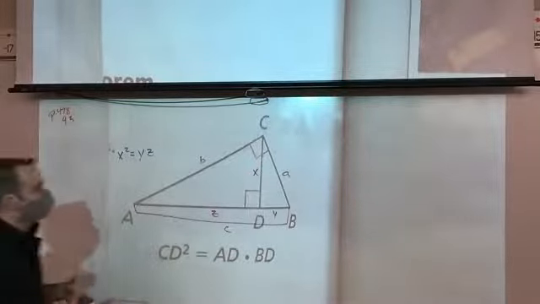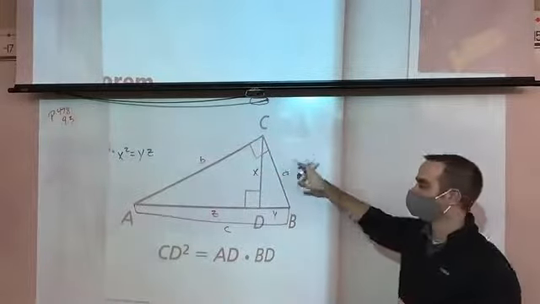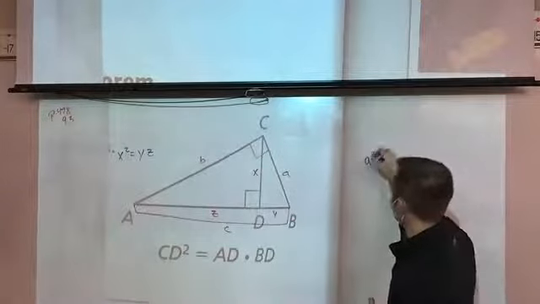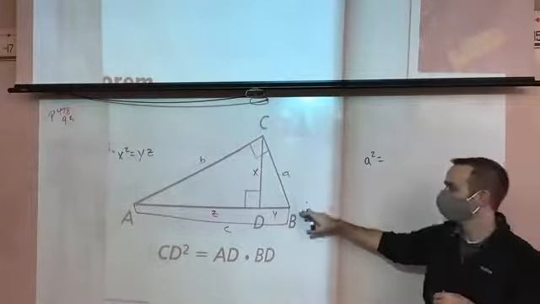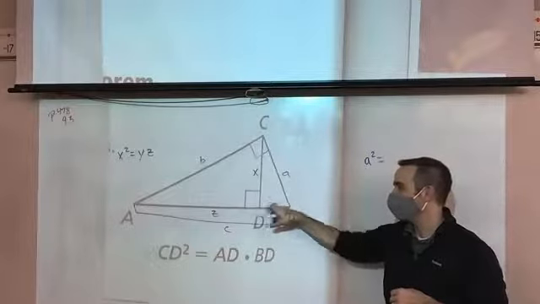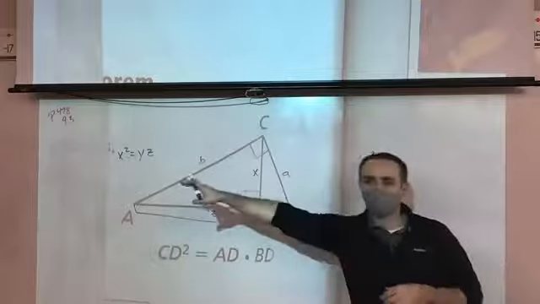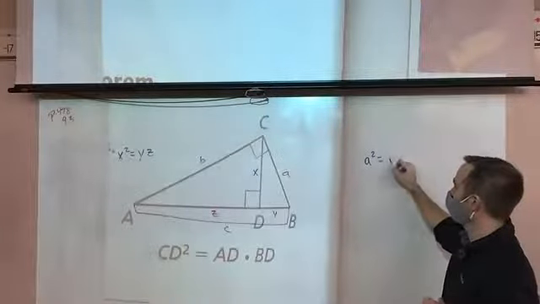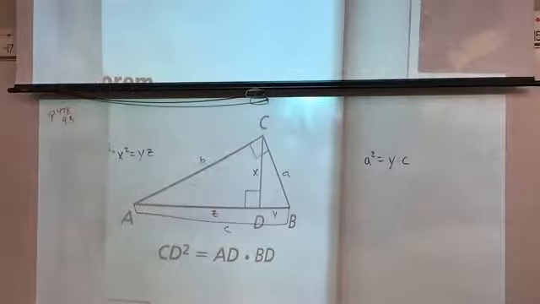The other ones are very similar to each other. They're talking about the legs of the big triangle. So the next one is going to be a squared. So the leg squared is going to be equal to y, the portion of the hypotenuse closest to it, times c, which is the whole hypotenuse. A squared is equal to y times c.